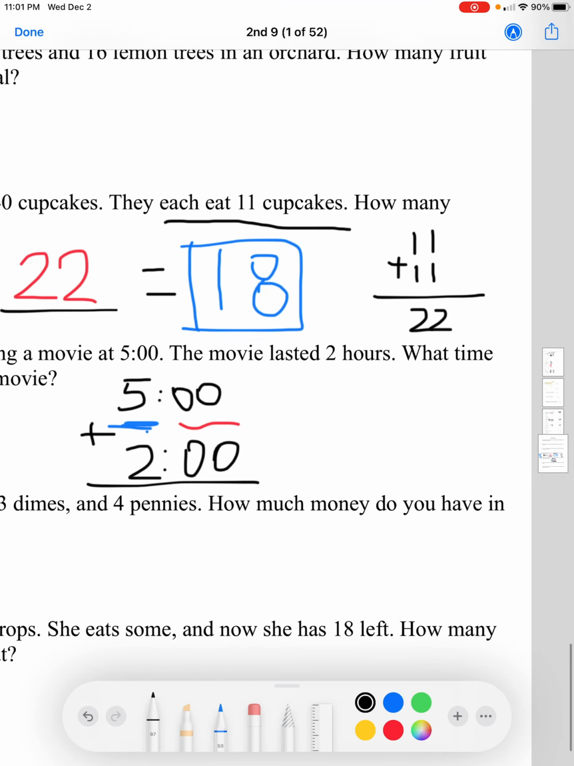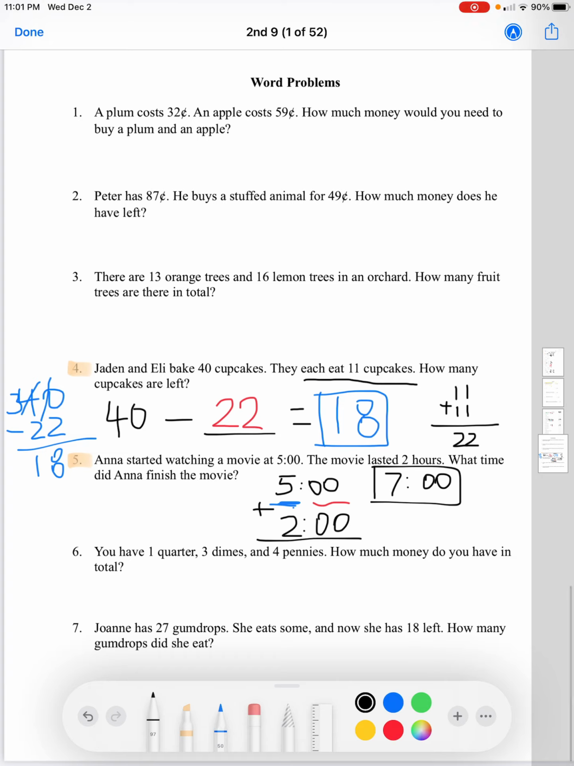So now we don't have any space, so okay. Well, we have 0 plus 0 and 0 plus 0, which equals 0, 0. And then 5 plus 2 equals 7. So Anna finished watching the movie at 7 o'clock. So this is how you solve this worksheet. Thank you.